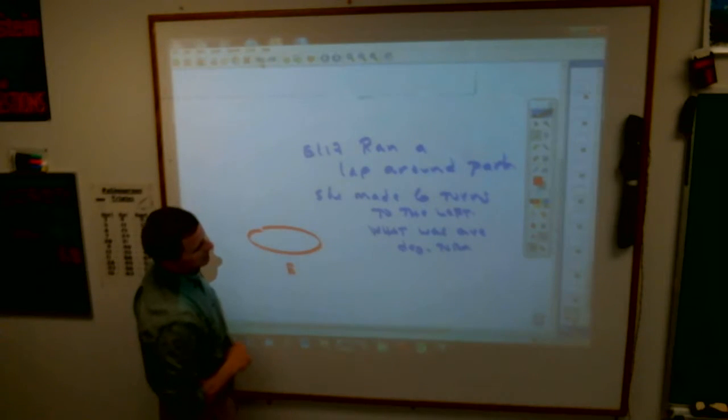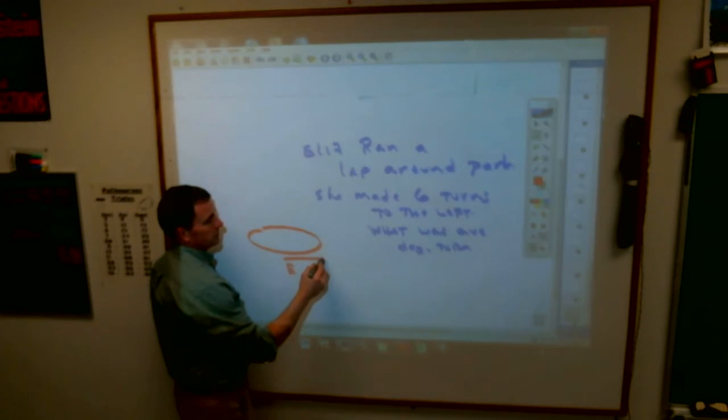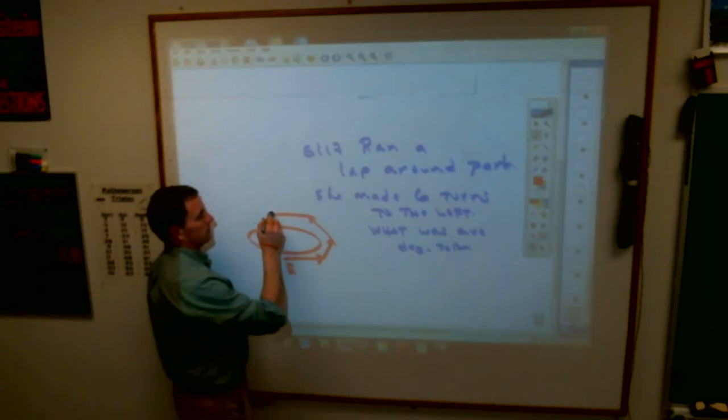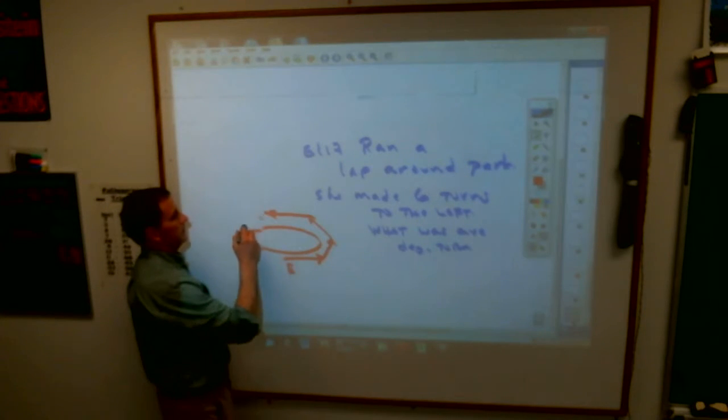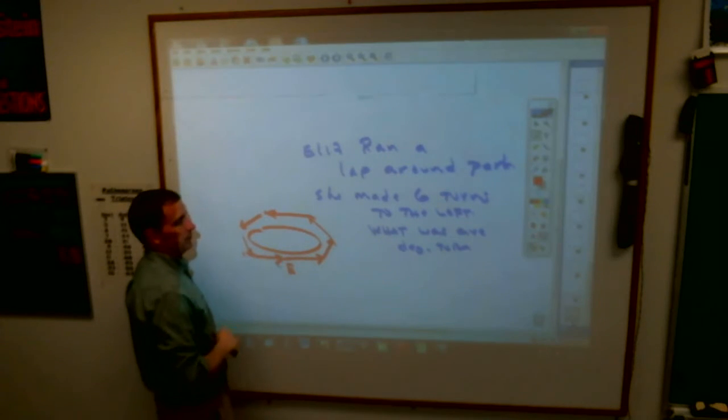This is kind of confusing. Which means she did this. Here she is, boom, she turns once to go, there's 1 turn. That's 1 turn. Boom, she's there. There's 2 turns. There's 3 turns. There's 4 turns. There's 5 turns. And then there's 6 turns to get back going the way she is.